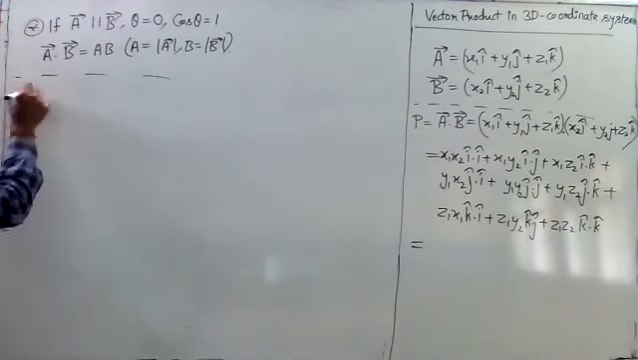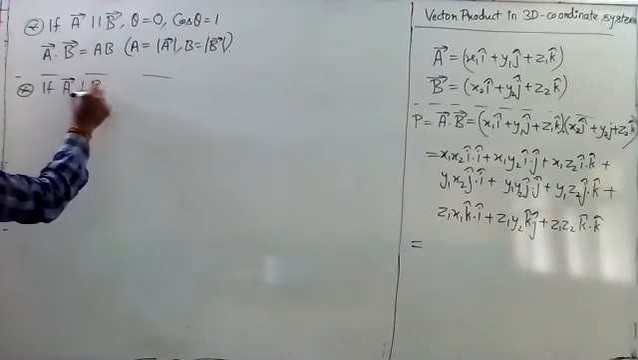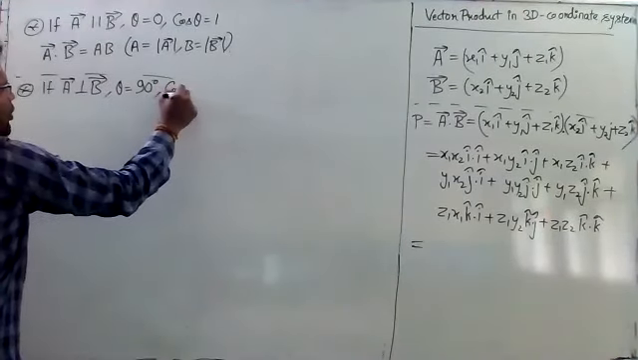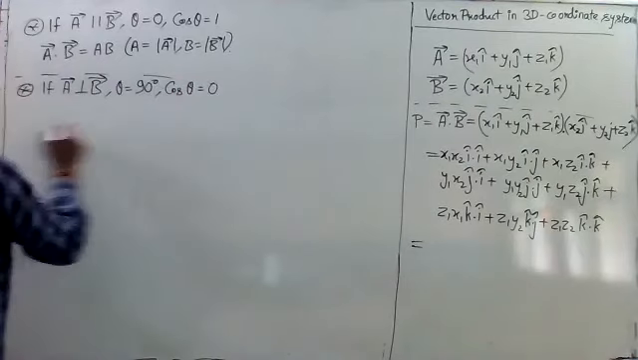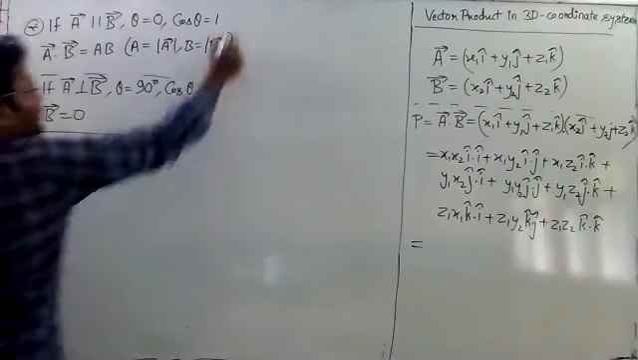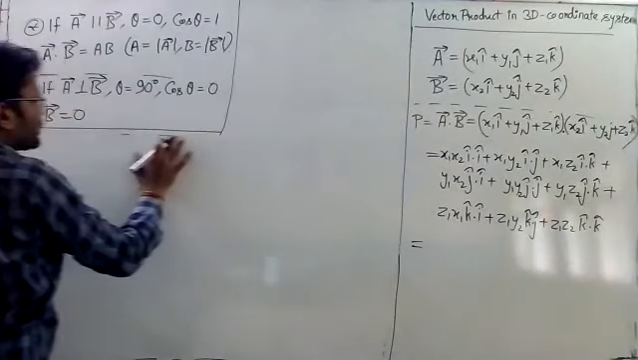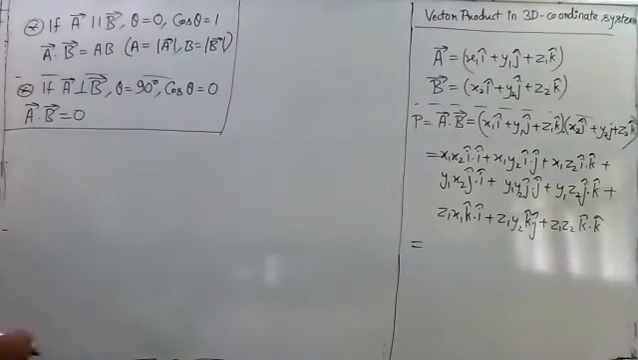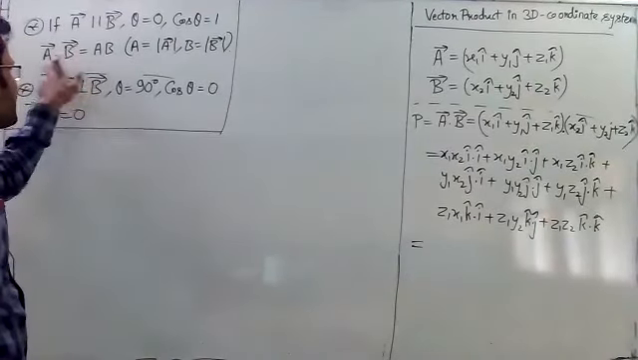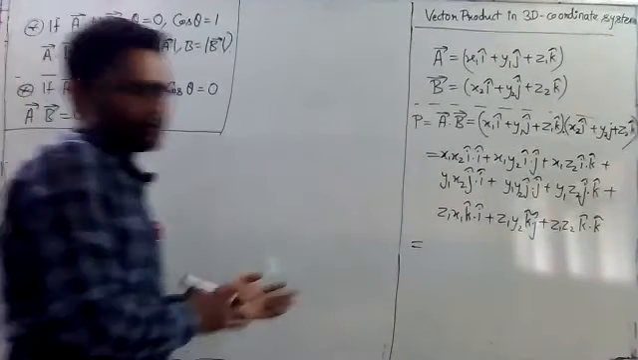Second condition: if A is perpendicular to B, theta is 90 degrees or pi by 2, cos theta is 0, so A dot B is 0. Directly I am going to take it. So by this condition, what do we get? If I am multiplying two vectors which are parallel, I will simply take the product of their magnitudes. I have just taken the product of magnitudes. If they are perpendicular, it is straight away 0. No need for a second thought.